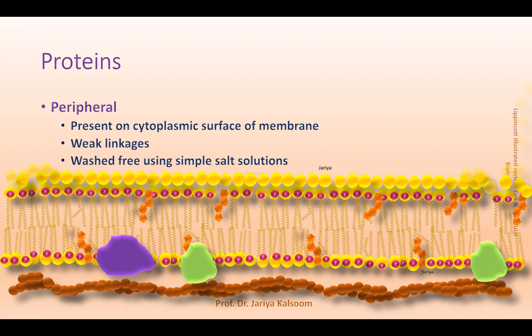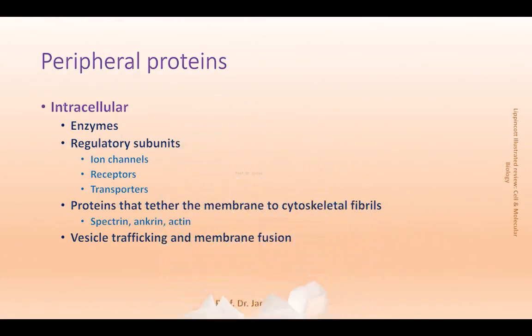Peripheral proteins are present on the cytoplasmic surface by weak linkages. These can be washed off using simple salt solutions. Peripheral proteins are on the membrane cytoplasmic surface. They are water soluble with mostly hydrophilic surfaces. Often peripheral proteins can be dislodged from the membranes by conditions that disrupt ionic and H bond interactions. For example, extraction with solutions containing high concentrations of salts, change of pH, and or agents that bind divalent cations.